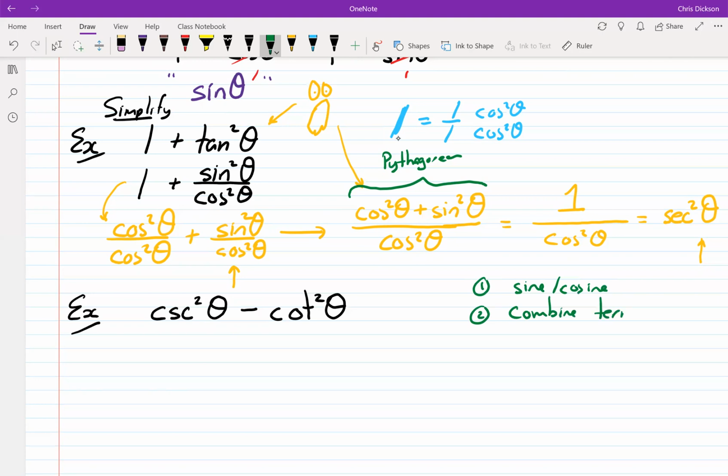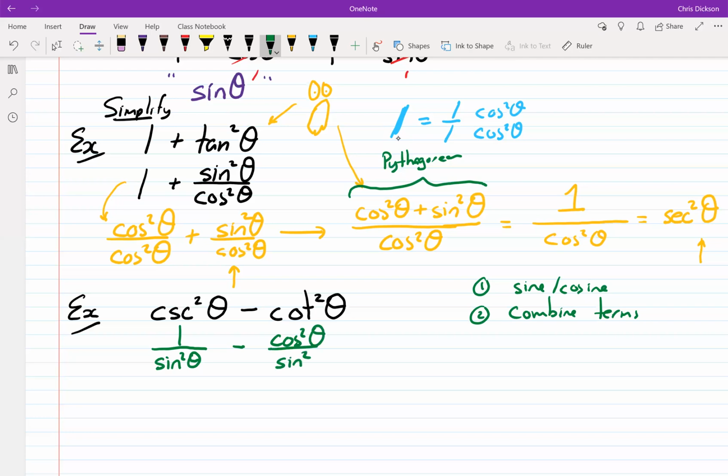Okay, so our first suggestion is to convert things to sines and cosines here. So the cosecant, that's just 1 over sine, but it's squared, so 1 over sine squared theta. And I know cotangent is tan flipped, and if you flip tan, you're going to get cos over sine. So cos squared theta over sine squared theta.